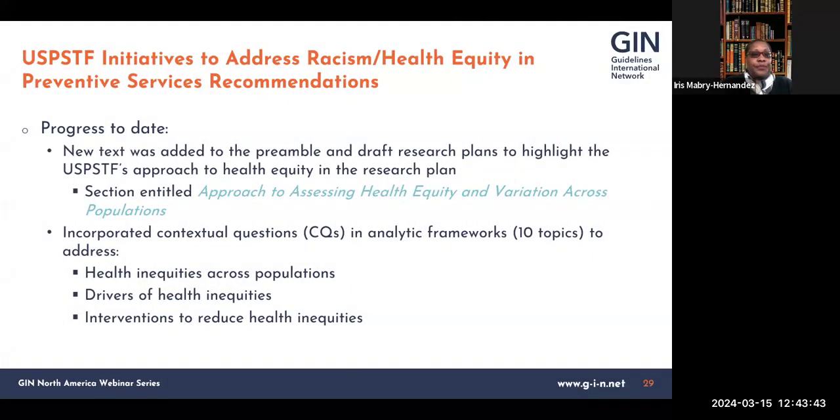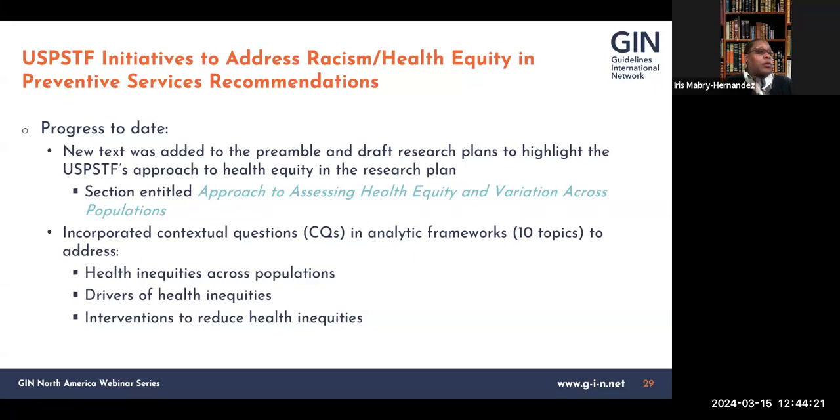Next slide. Another specific example of what the task force has done is to include text added to their preamble, which comes before their recommendation statements, and in draft research plans to highlight the task force's approach to health equity in the research plan. In the research plan, there's a section entitled Approach to Assessing Health Equity and Variation Across Populations. So again, trying to be intentional in demonstrating their interest in addressing health equity.